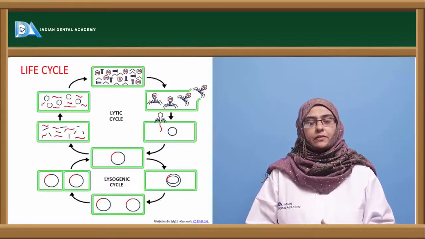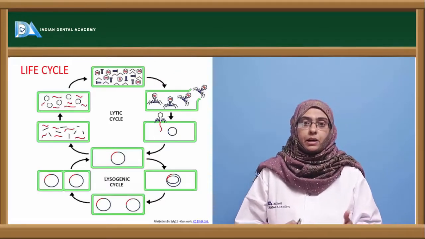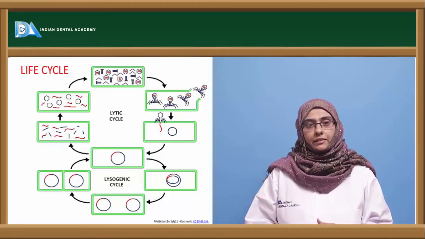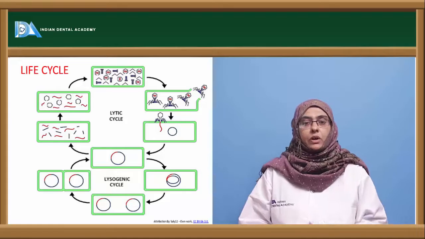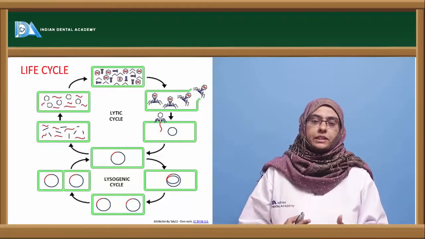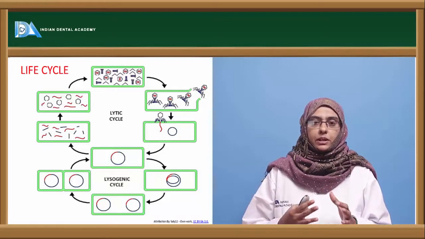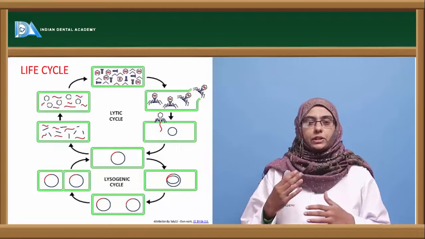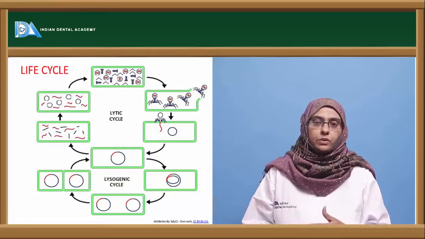Coming to the life cycle of this organism, it is an interesting part of the bacteriophage. The bacteriophage exhibits two types of life cycle. One is called the lytic cycle, where there is an intracellular replication of the progeny virus, which are usually produced inside the host cell, and they usually kill the host cell and come out of the host cell.